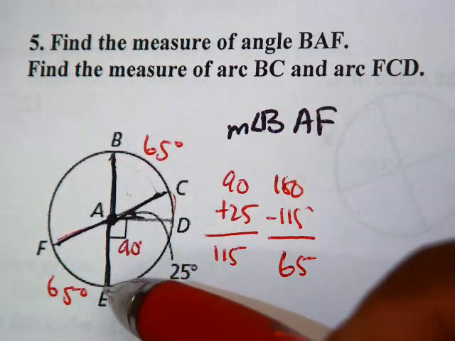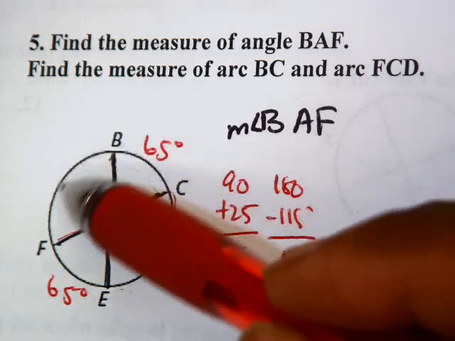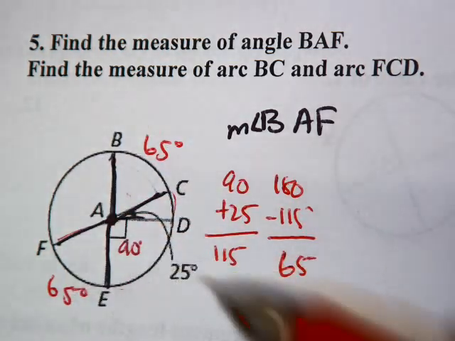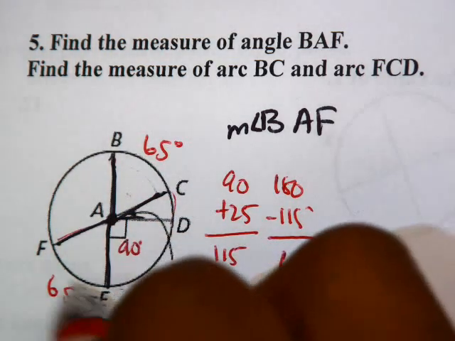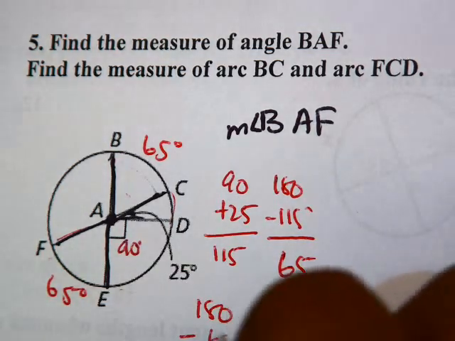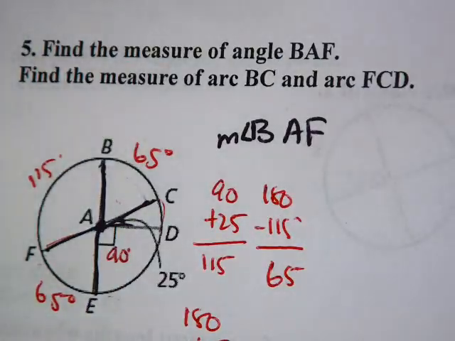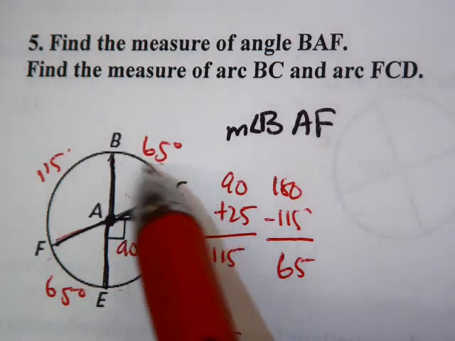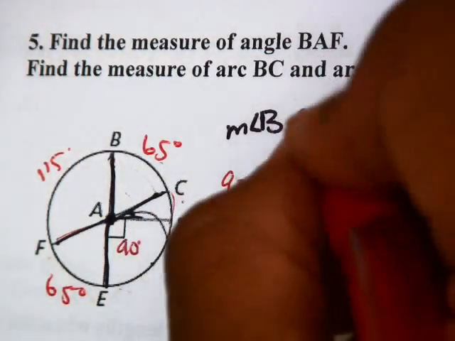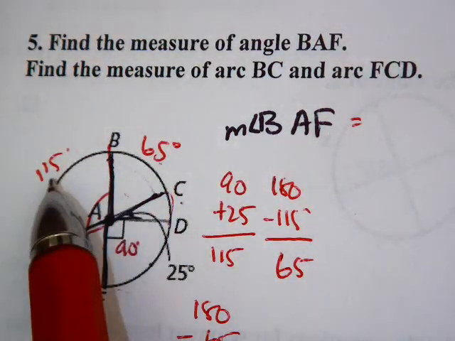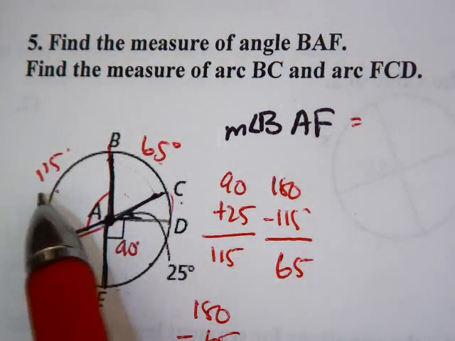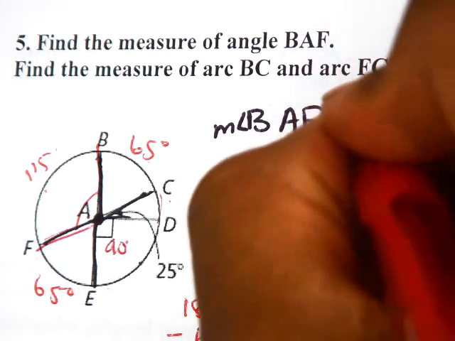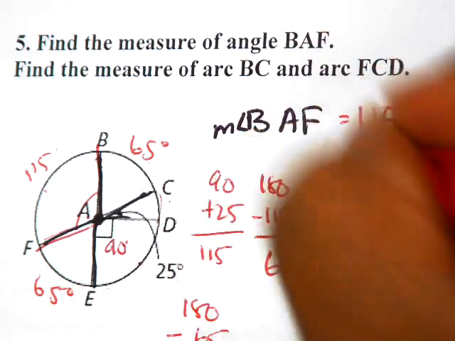This piece that's left over, over here is a half circle. I can do 180 minus this 65 that's already taken up and get 115 for this piece. Now I can go back and answer all the questions because I have all these parts. This is 90, 25, 65, 115, 65. So angle BAF is this angle, which forms that arc. The central angle and the arc are equal to each other, so angle BAF is 115 degrees.